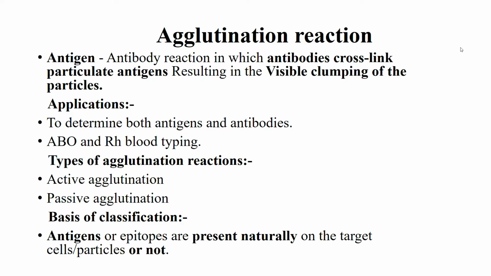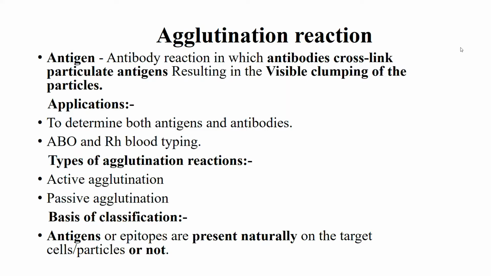In diagnostic immunology, agglutination reactions have a wide variety of applications. It is used for detecting both antigen and antibody in the serum and also in other body fluids. Most importantly, agglutination reactions are performed routinely in blood banks for detection of ABO and Rh blood typing in preparation for transfusion. Here we have two types of agglutination reaction. One is active agglutination and another one is passive agglutination.